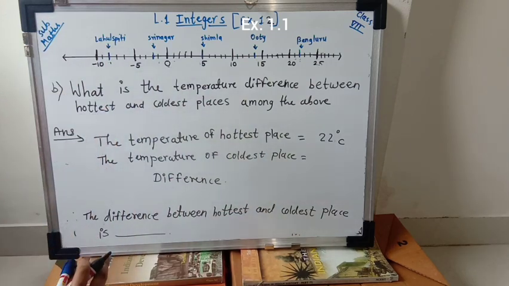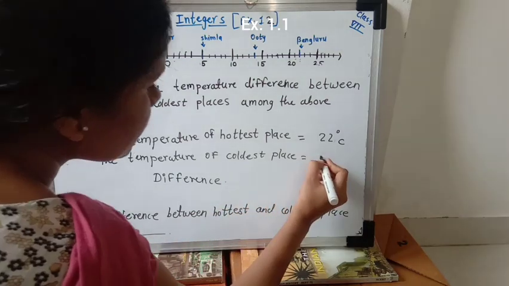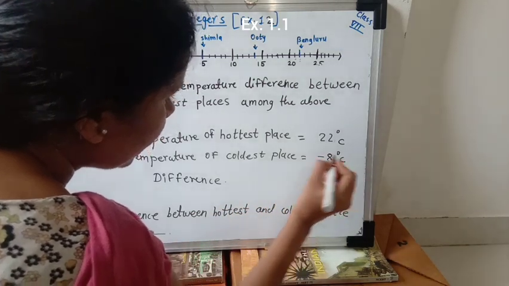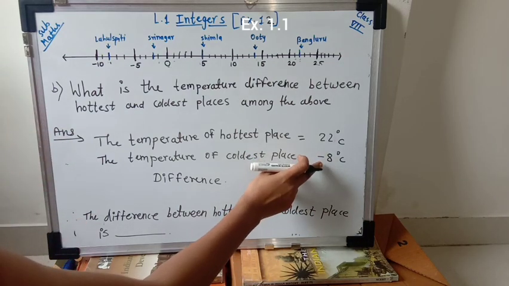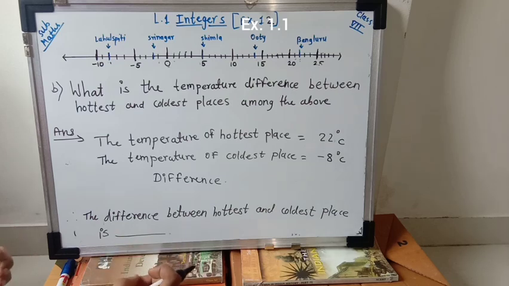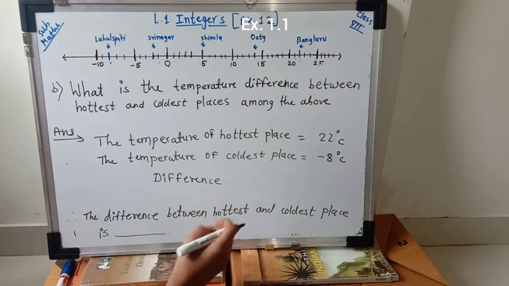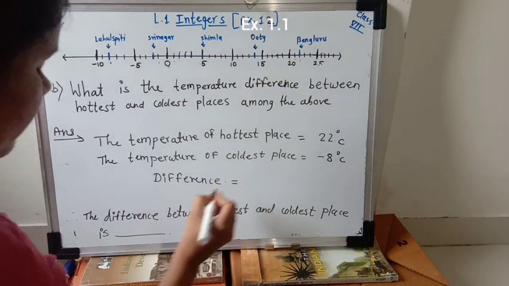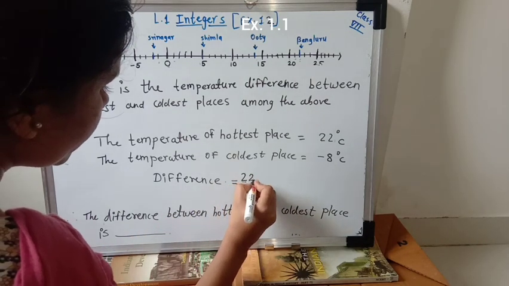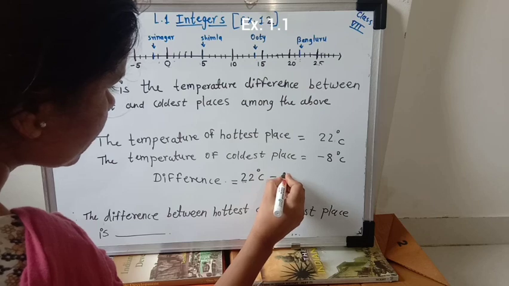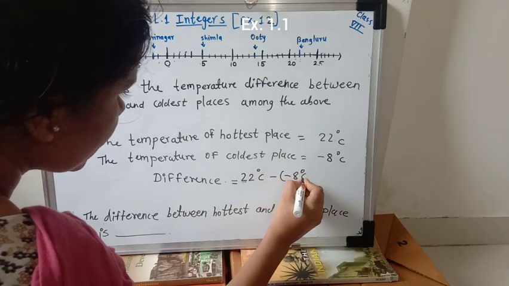So what is the temperature of Lahul Spiti? That is minus 8 degree. Now what we have to do? We have to find out the difference between both these temperatures, means the difference between 22 degree Celsius and minus 8 degree Celsius. So let's do the subtraction over here. Let's find out the difference. 22 degree Celsius minus 8 degree Celsius.